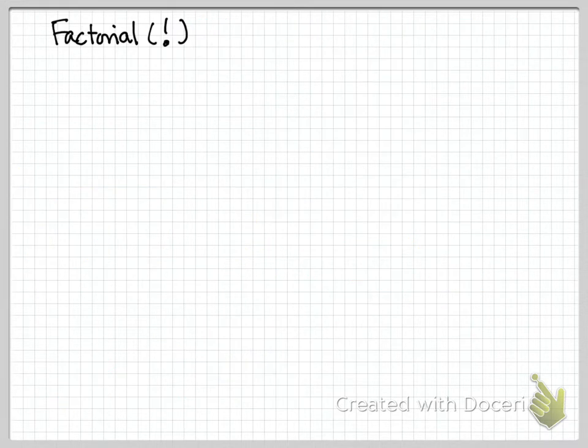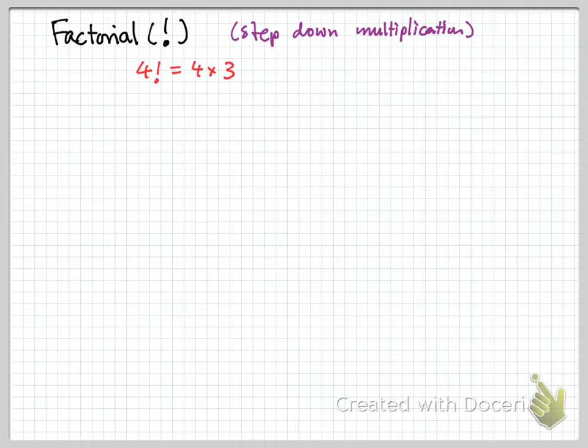First, we introduce yet another symbol, the factorial notation. The factorial is an exclamation mark. It's a step down multiplication. So if you want to investigate what is 4 factorial, you start at 4, you step down to 3, to 2, to 1 until you reach 1, and you multiply everything together. That is 4 factorial, and the answer is 24.